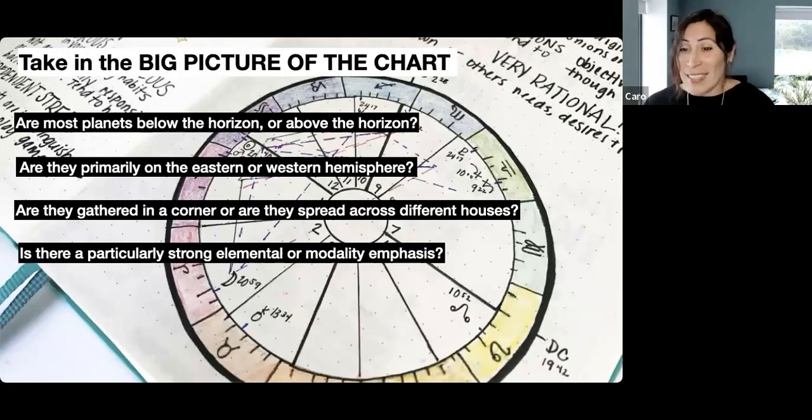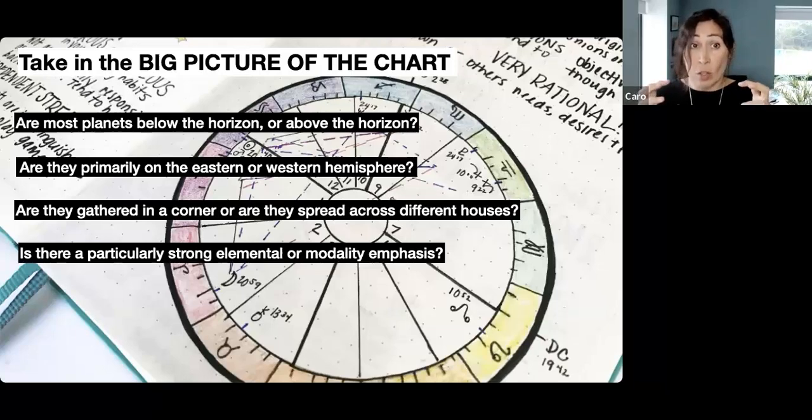And that's going to say a lot. I mean, we'll see a couple examples there. Is there a particularly strong elemental or modality emphasis? This is a question about signs. Those of you who know more about signs, we always describe them based on their element, whether they're fire, water, air, and modality, whether they're cardinal signs, fixed signs. So sometimes you look at a chart and it's just like, ooh, that's a lot of fixed planets.